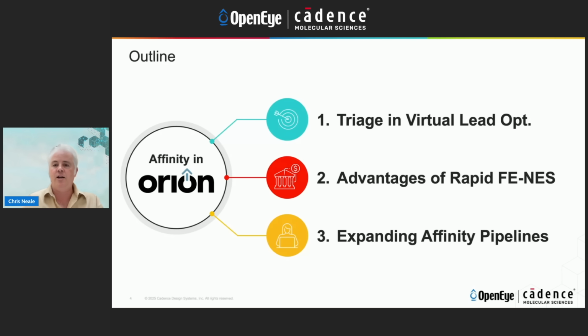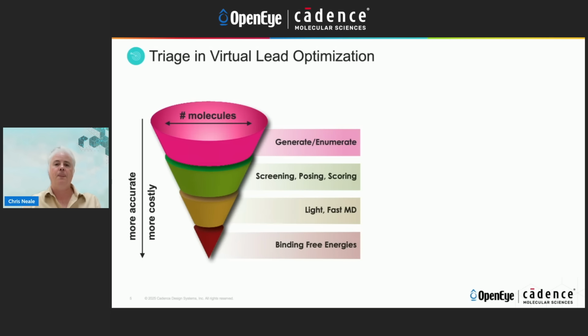This talk is going to be divided into 3 parts. In the first part, I'll go over methods that we offer for triage and computational lead optimization. The second part of this talk will be about how to make these predictions more rapidly. And the third part is about expanding these pipelines so that we can access much larger amounts of chemical matter.